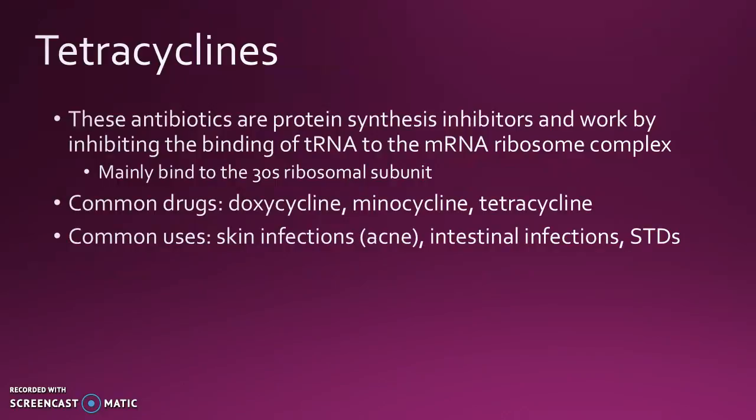Next we have the tetracyclines, and these antibiotics are protein synthesis inhibitors, and they work by inhibiting the binding of tRNA to the mRNA ribosome complex. So they prevent that tRNA from coming in and bringing the amino acid to link to form the chain, which then forms the proteins. So they mainly bind to the 30S ribosomal subunit, and some common drugs are doxycycline, minocycline, tetracycline, and they're commonly used for skin infections like acne, intestinal infections, as well as STDs.